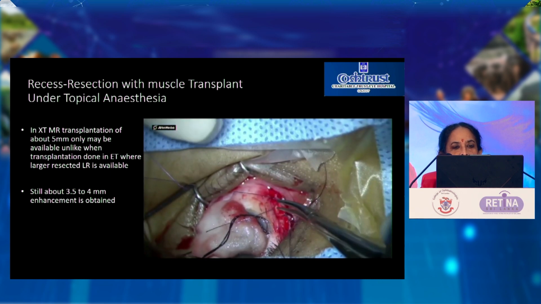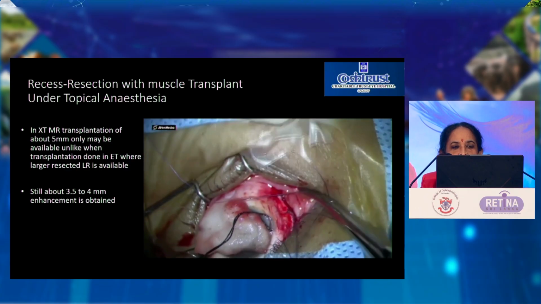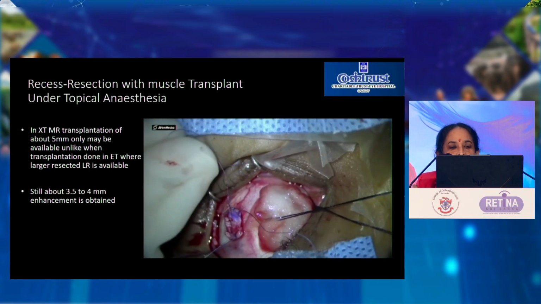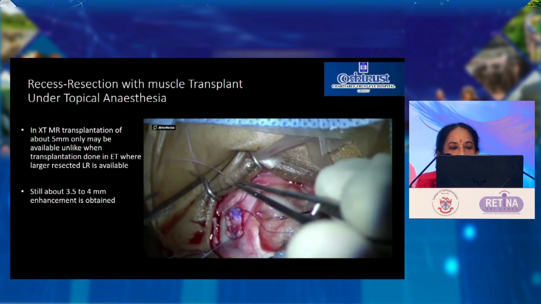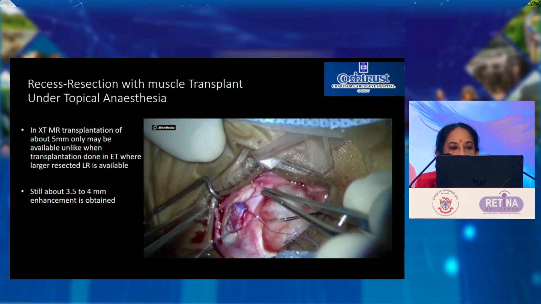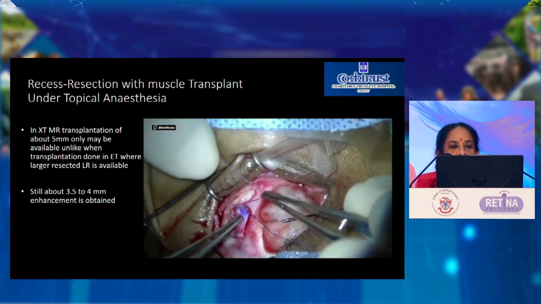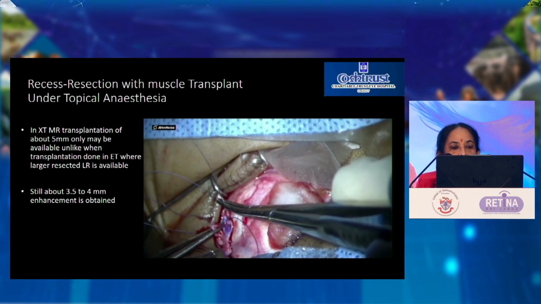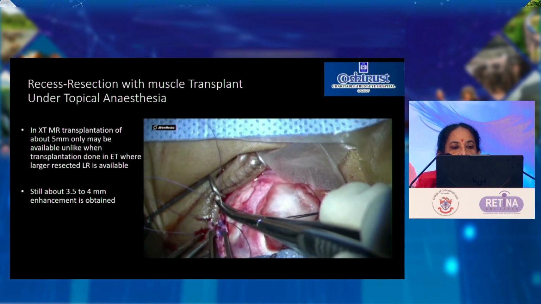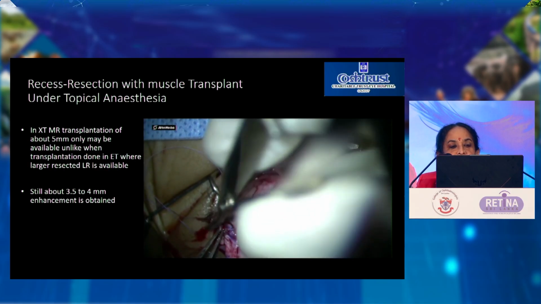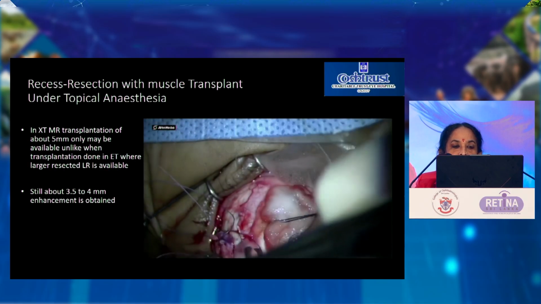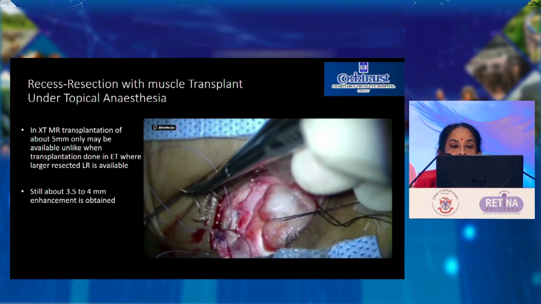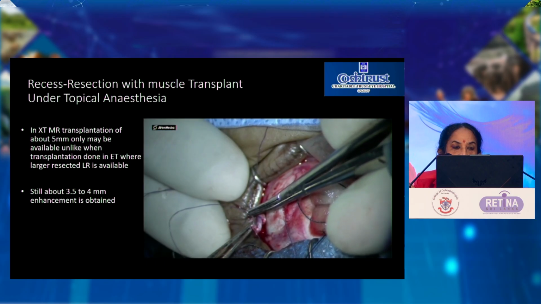Should I fast forward? This was done under topical anesthesia, so we have placed a cotton button over the cornea. So this is the resected muscle which is sutured to the distal end of the lateral rectus, and after suturing it to the distal end of the lateral rectus, the muscle is inserted to where you want the recessed muscle to be, in this case 10 millimeters behind the insertion of the lateral rectus.